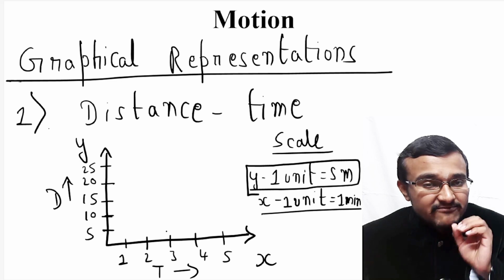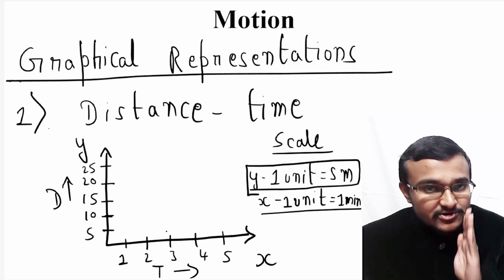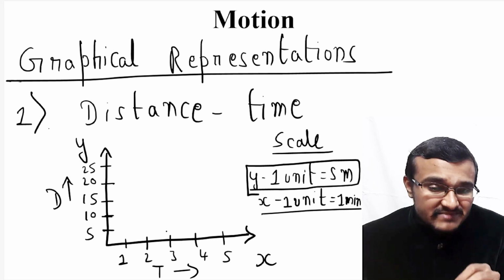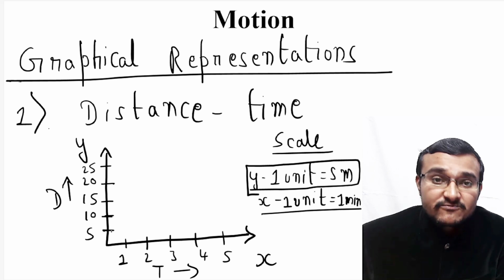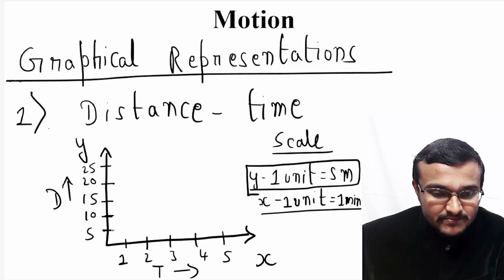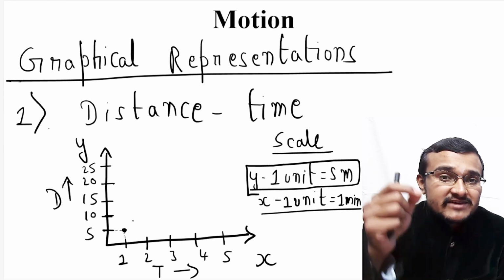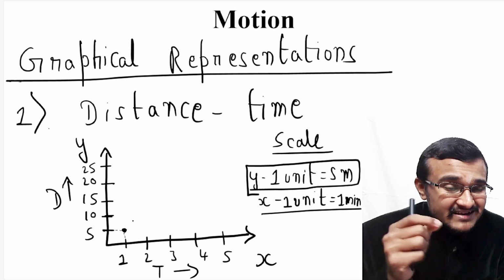Let's consider a vehicle moving on a particular road where it covers 5 meter in 1 minute. When it covers 5 meter in 1 minute, you have to draw a perpendicular line from 5 meter and one perpendicular line from 1 minute. The point of intersection of these two perpendicular lines will be the point where the vehicle has covered 5 meter in 1 minute.